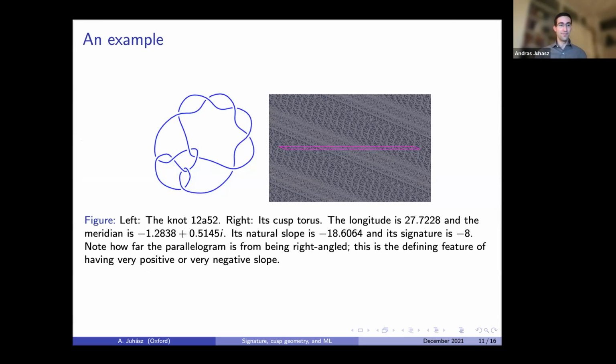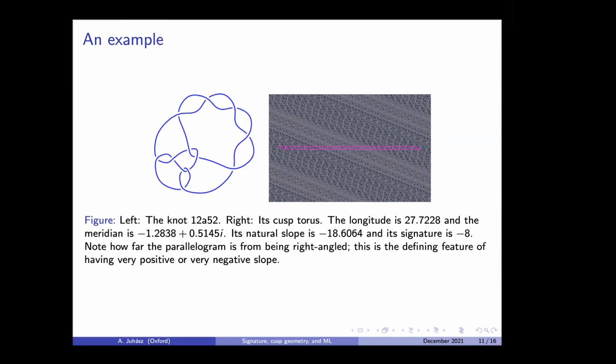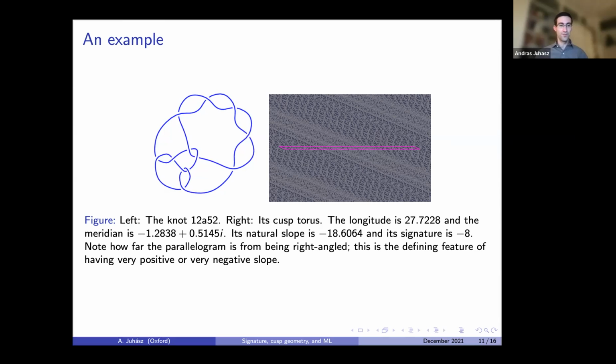And so let's look at some examples. Here you can see a 12 crossing knot, and on the right is its cusp torus as drawn by SnapPy. And so the longitude has length approximately 27.7, and here is the meridian. And so from this you can compute that the natural slope is approximately minus 18.6, and the signature is minus 8, which is indeed, you see, twice the signature is close to the slope.